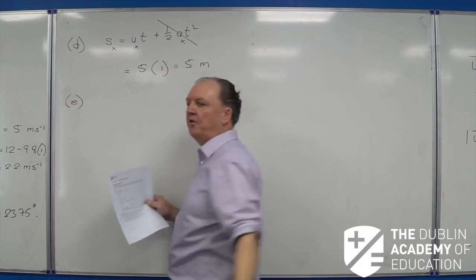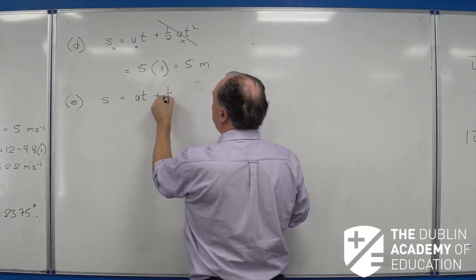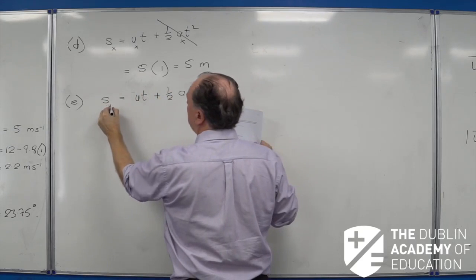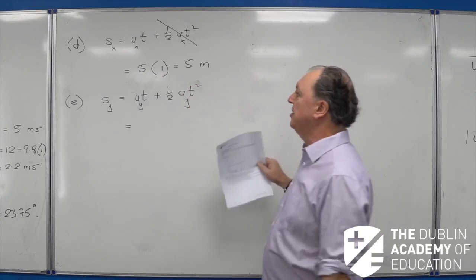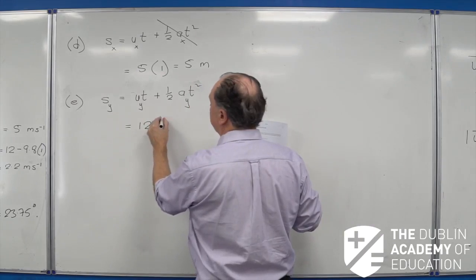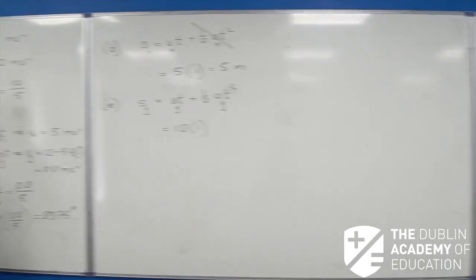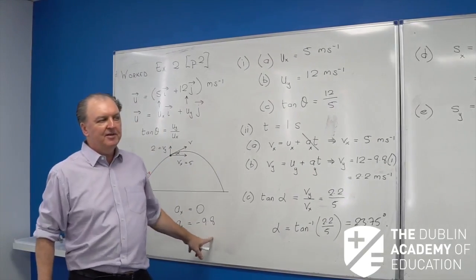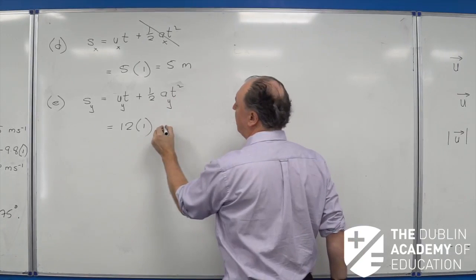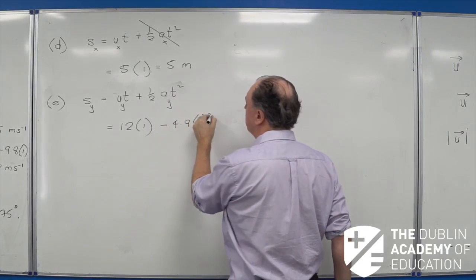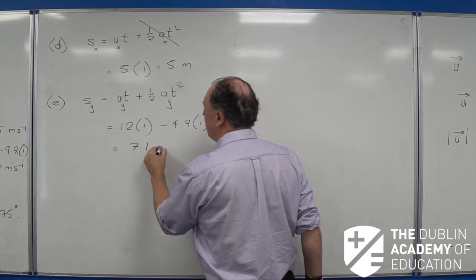And part E, I want to find Sy, so apply that S formula in the y direction. So Sy is uy, which is 12, by 1 second, plus a half ay. Well, I told you to remember this from previous lessons. Minus 9.8, half of that is minus 4.9. So it's going to be minus 4.9 by 1 squared, which of course is 1. So put that into your calculator, and you get an answer of 7.1 meters.